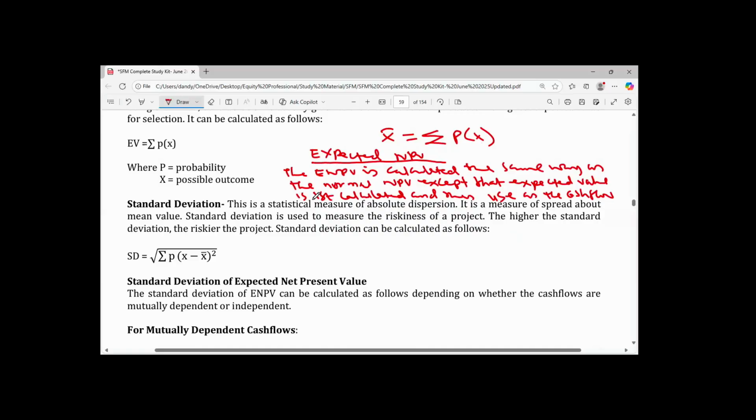Okay, I take it again. Standard deviation is a statistical measure of absolute dispersion and is a measure of spread about mean value. It is used to measure the risk inherent in a project. Where two or more projects are being considered, any project with a lower standard deviation should be selected. Of course, the higher the standard deviation, the riskier the project.